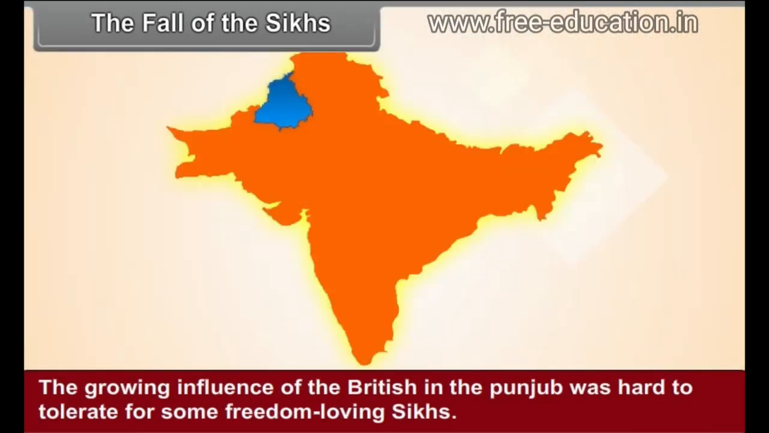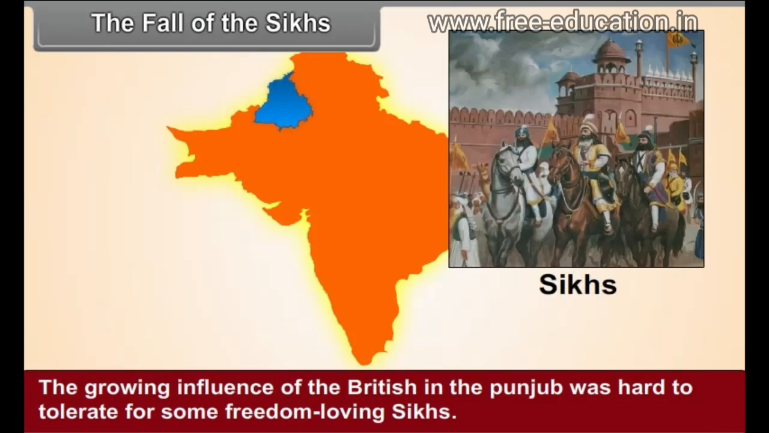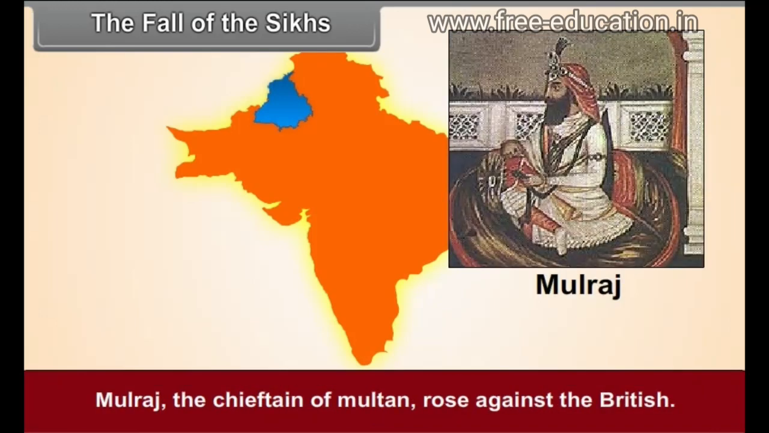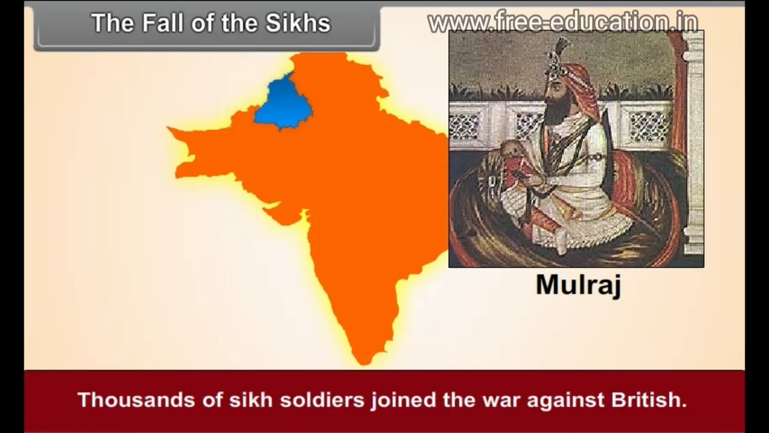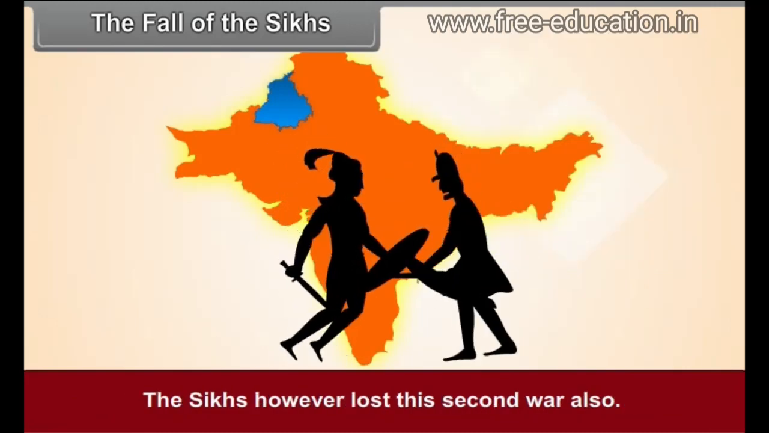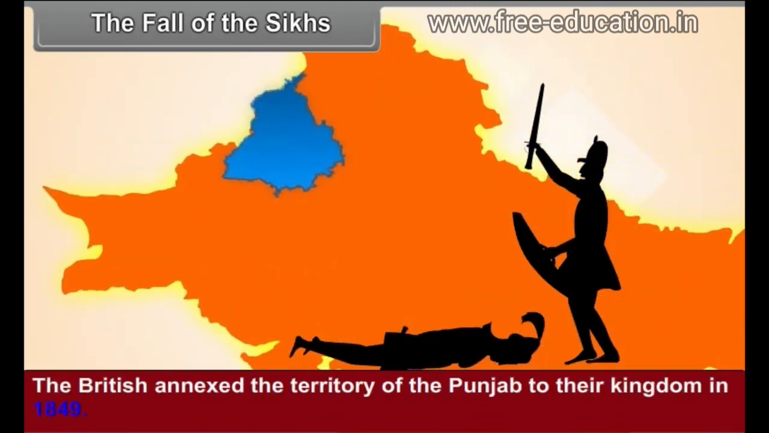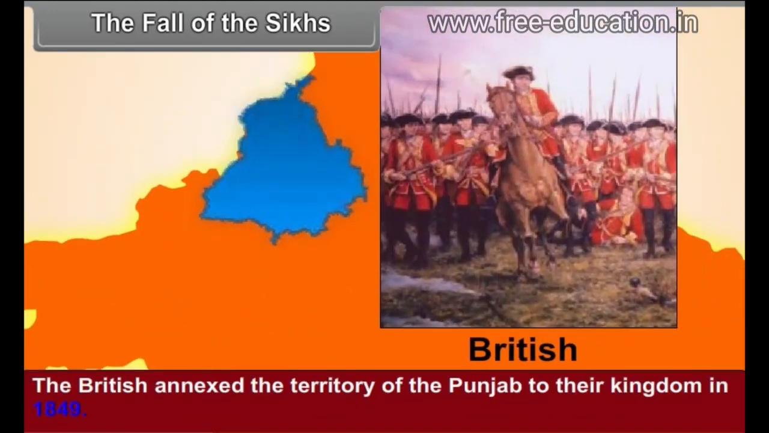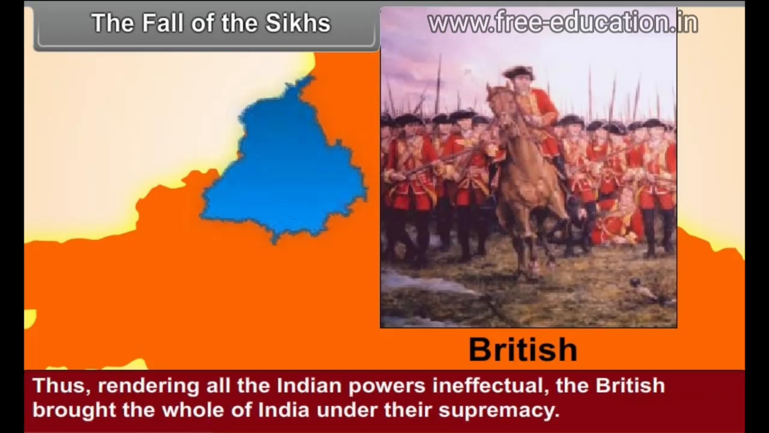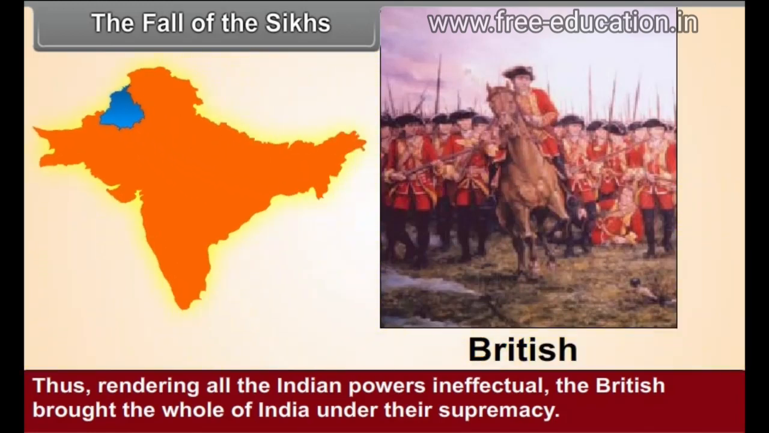The growing influence of the British in the Punjab was hard to tolerate for some freedom-loving Sikhs. Mulraj, the chieftain of Multan, rose against the British. Thousands of Sikh soldiers joined the war against British. The Sikhs, however, lost this second war also. The British annexed the territory of the Punjab to their kingdom in 1849. Thus, rendering all the Indian powers ineffectual, the British brought the whole of India under their supremacy.